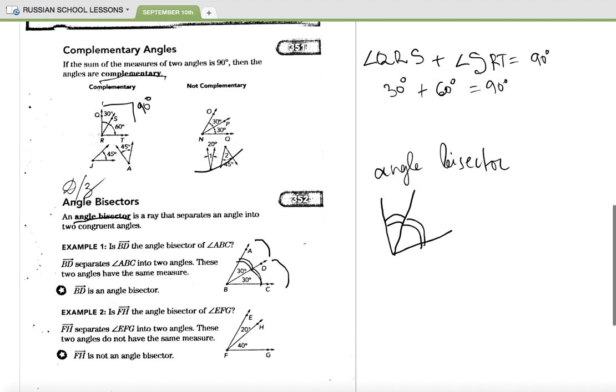And then here's an example of a mathematical problem. So we have angle EFG, and we know that FH is bisecting the angle, and they are asking, is FH an angle bisector? And we know that FH cannot be an angle bisector. It is not, because the two angles are not the same measure. One is 20, one is 40. But if the line was somewhere here and both angles were 40, then FH would be called an angle bisector.